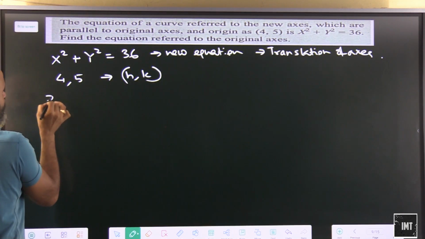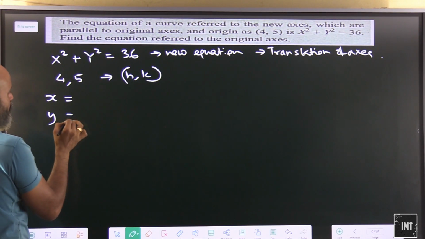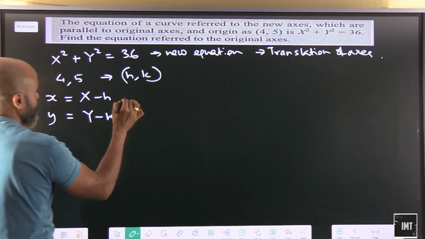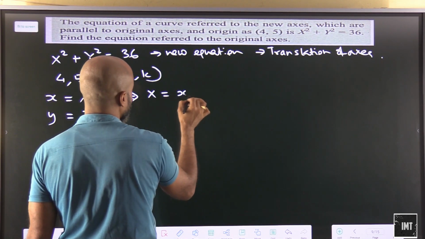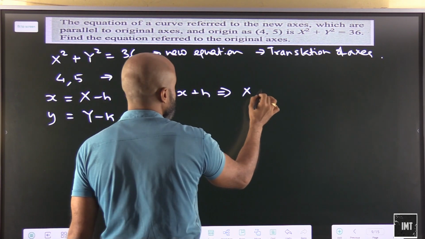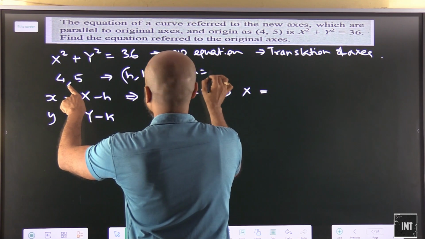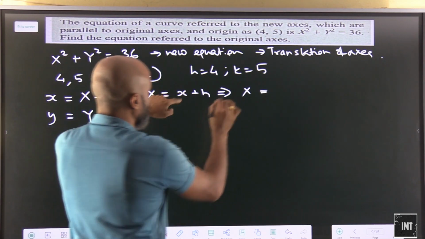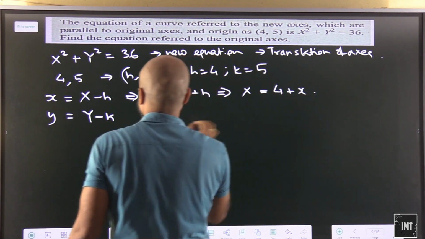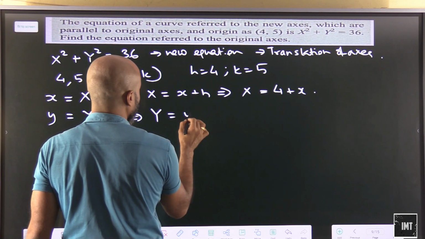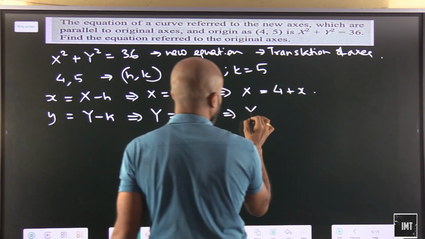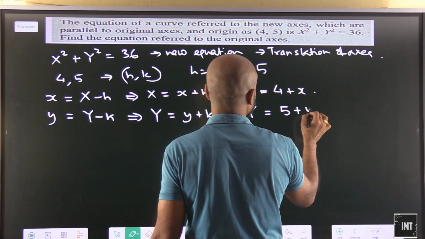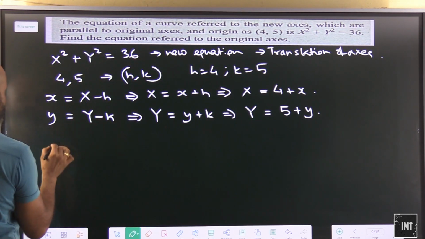So we know that if capital X and Y represent the original points, the new coordinates will be x minus h, y minus k. In that case capital X will be equal to small x plus h. Here h has a value of 4 and k has a value of 5. So capital X will be equal to 4 plus x, and capital Y will be equal to 5 plus y. So what we have here is x square.